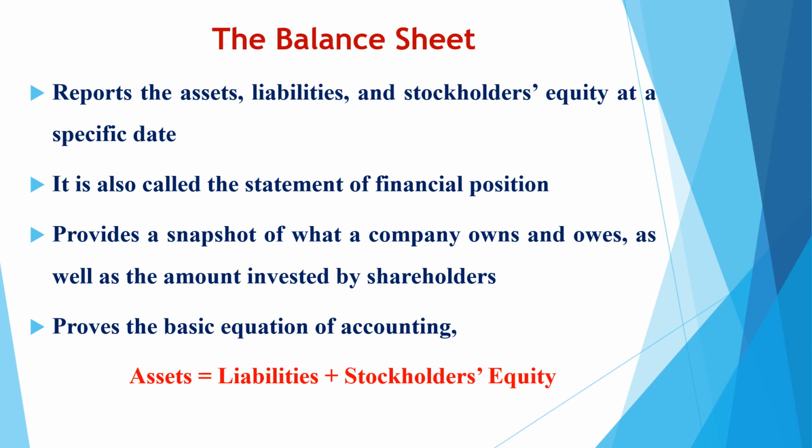The third financial statement is the balance sheet. The balance sheet reports all the assets, liabilities, and stockholders' equity of the company at a specific date. It is also called the statement of financial position, since it shows what the company owns and what the company owes. So it shows all the resources of the company as well as its obligations. Finally, the balance sheet proves the basic equation of accounting: assets equal liabilities plus stockholders' equity, since all assets, liabilities, and stockholders' equity are listed in the balance sheet.